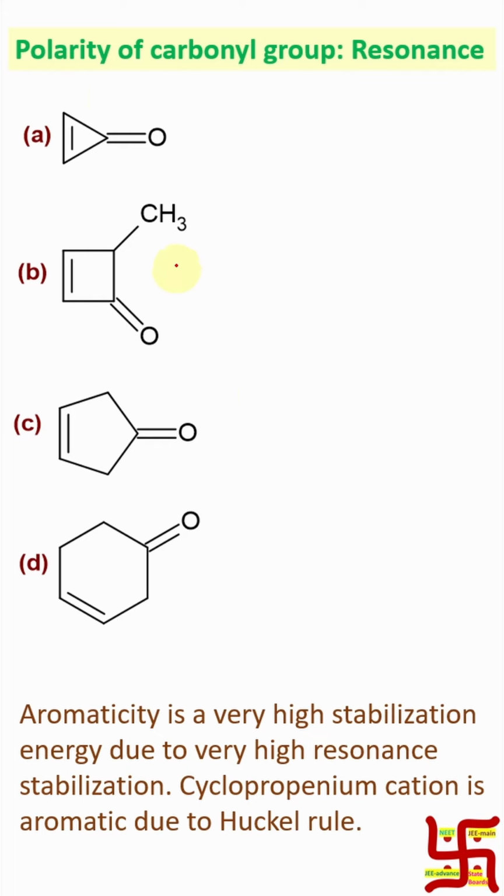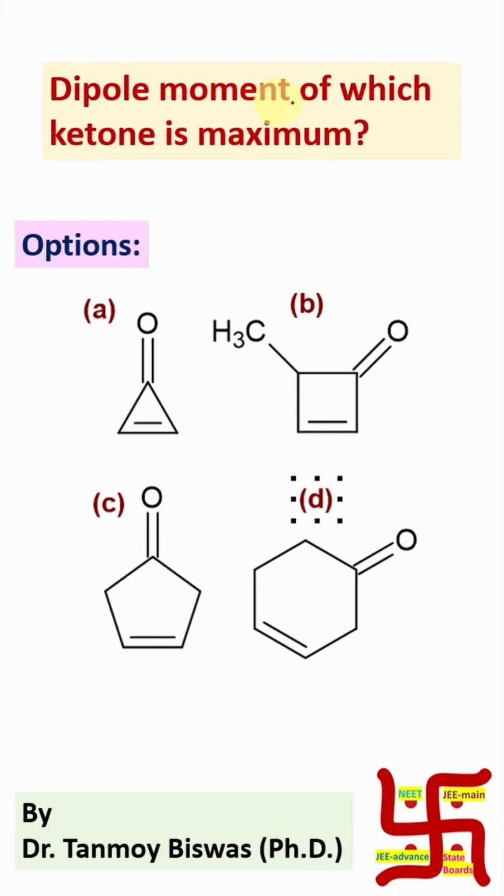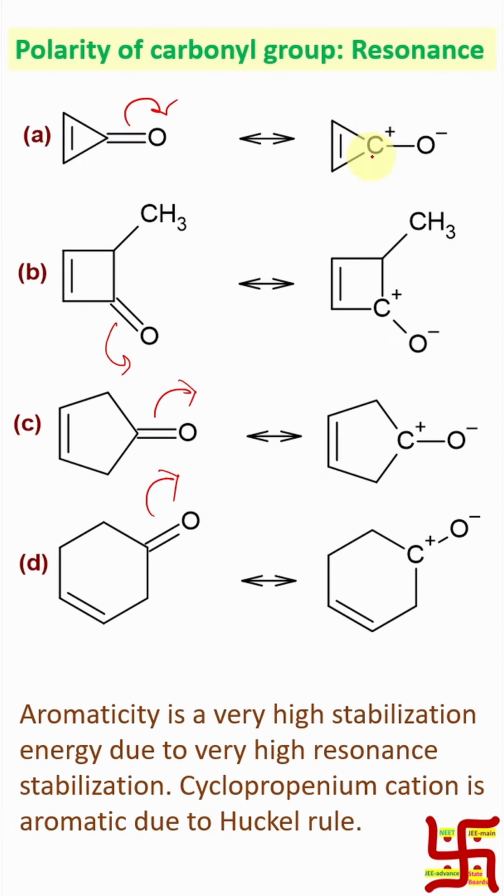Now if you look at these molecules, obviously in this C double bond O, the bonds will be broken accordingly for these four options. In this way it will produce a cationic carbon and an anionic oxygen part, so you can see them here. Now, if you want to get the right answer, meaning in which case the dipole moment is maximum, then you need to understand in which case this charge separation is most stable.